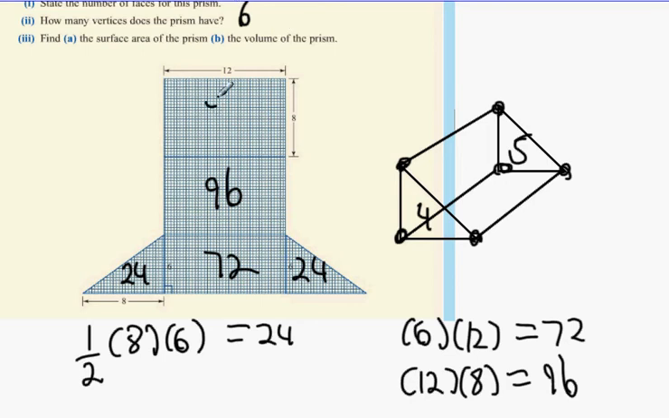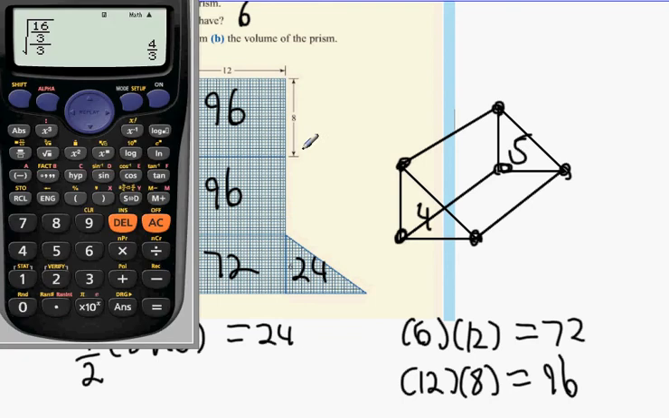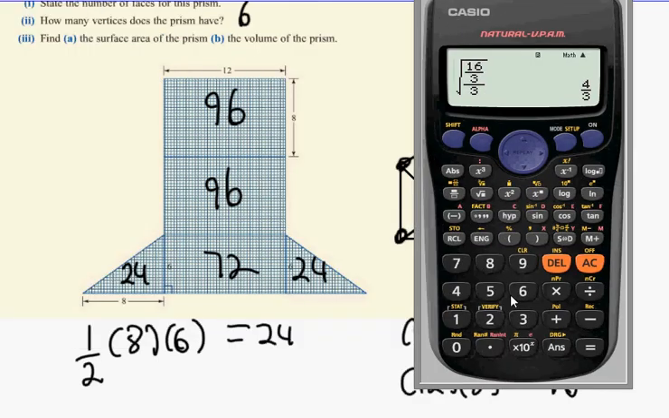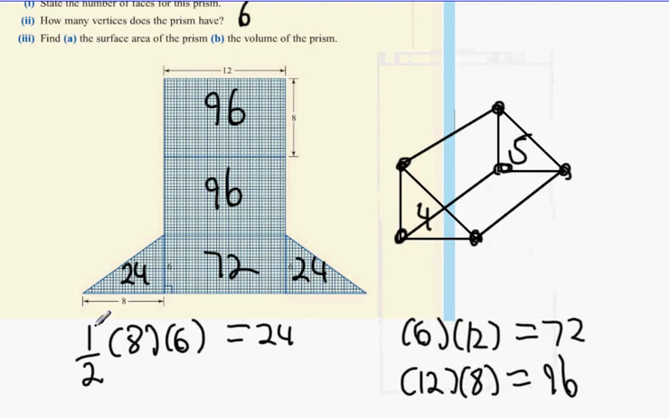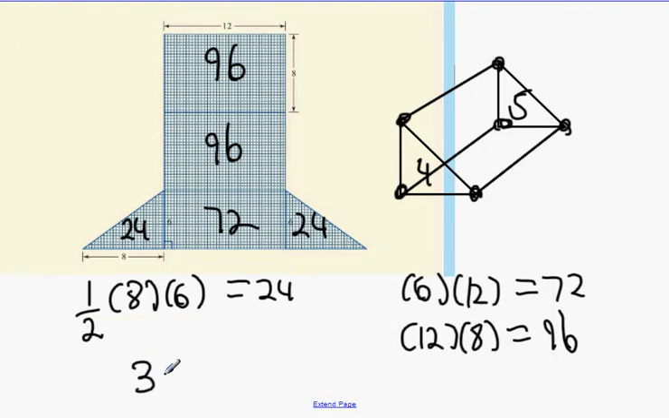So what we just got to do is use the calculator and add all those numbers together to get the total surface area. So it's going to be 96 plus 96 plus 72 plus 24 plus 24. 312 centimetres squared. Who got that? A couple of you got that. That's alright, 312 is grand by my accounts.